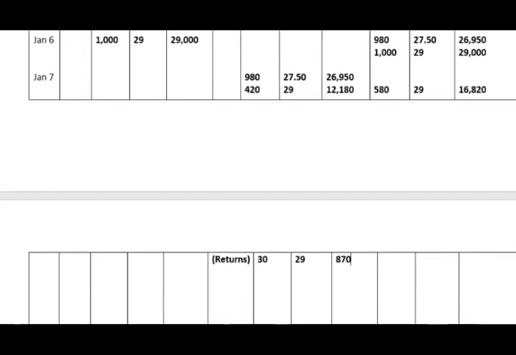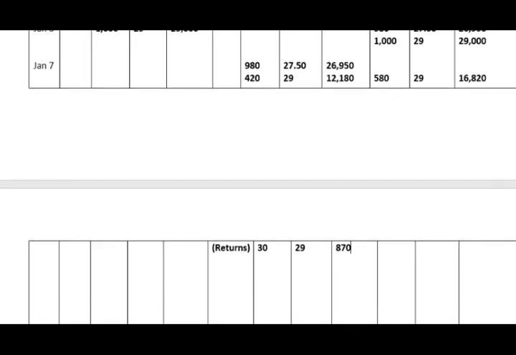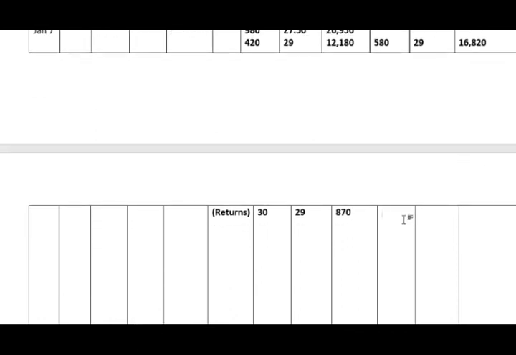Returns, 30 units at what rate? 29 rupees. That is the price at which those units have been purchased. So it amounts to what? 870. So out of the 580, we only have how much left? 550 units left. 550 is the balance. At the rate of 29, it amounts to 15,950.